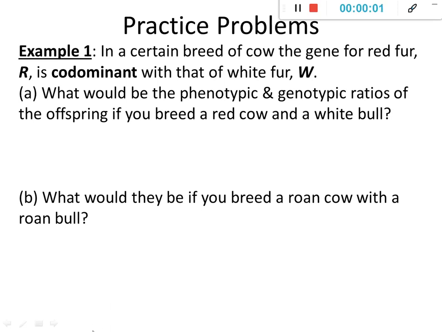Alright, practice problems for variations in heredity. First one, for example: we have a breed of cow, and we know that this particular trait, the color of their fur, is going to be codominant. So we're going to use capital R to represent red, and capital W to represent white.